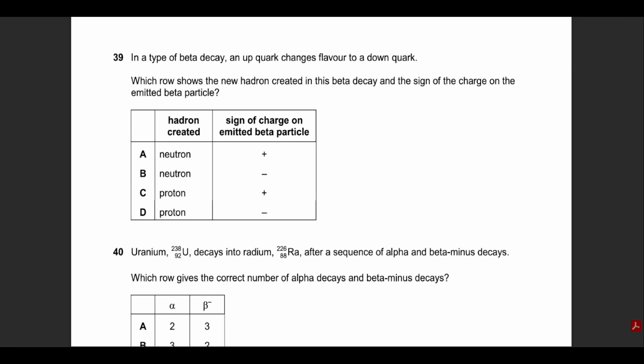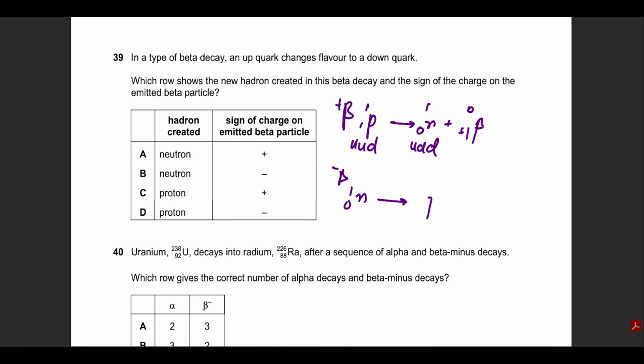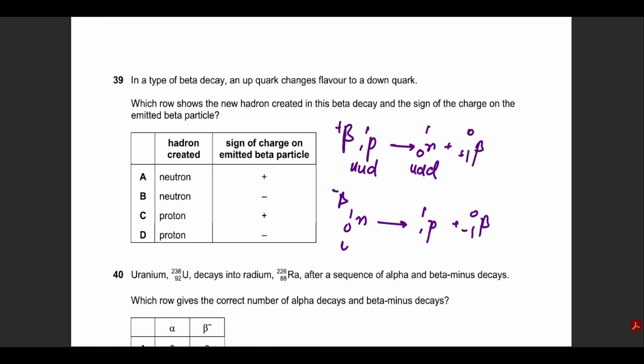Question number 39 again is invoking your memory. What type of decay is this? Beta positive or beta negative. So if you remember, beta positive mechanism is a proton changing to a neutron and releasing a beta positive, which is 0 plus 1. And the quark composition was up, up, down, and this was up, down, down. For beta negative, this was supposed to be a neutron decaying into a proton, P11 plus B0 minus 1. So this was up, down, down, and this becomes up, up, down.